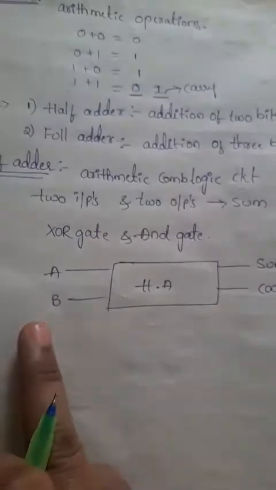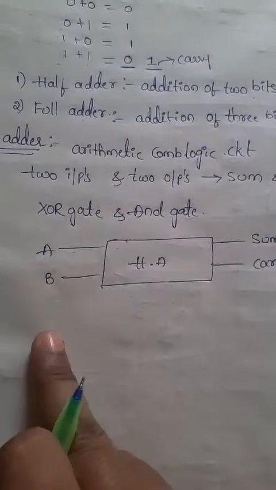So totally this consists of 2 inputs, named A and B, and the outputs will be sum and carry, denoted by S and C.